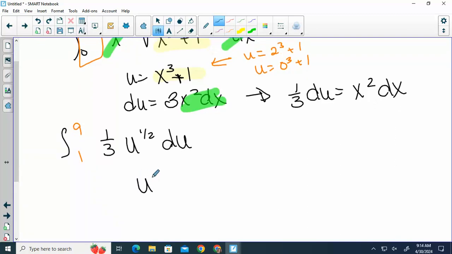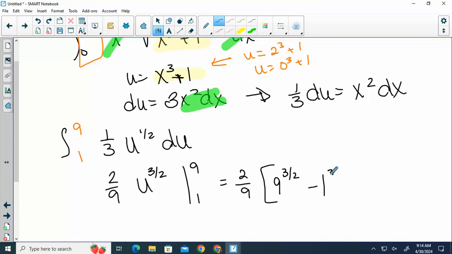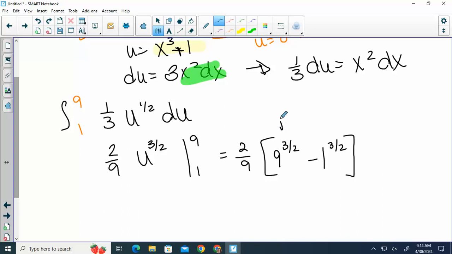Right. Add 1 to the power. So that's 3/2, so you have to multiply by 2/3. So 2/3 times 1/3 is 2/9, from 1 to 9. 9 to the 3/2 minus 1 to the 3/2. 3/2 means like the square root cubed. The square root of 9 is 3, and 3 to the 3rd is 27. The square root of 1 is 1, cubed is 1. So that would be a 26, times 2 gives me 52 over 9.